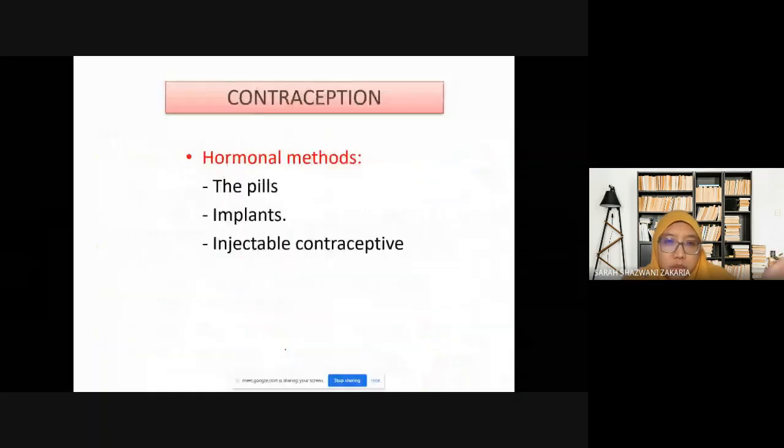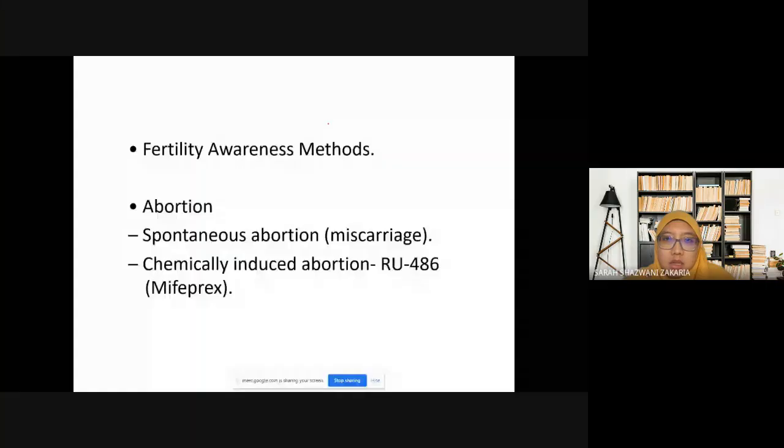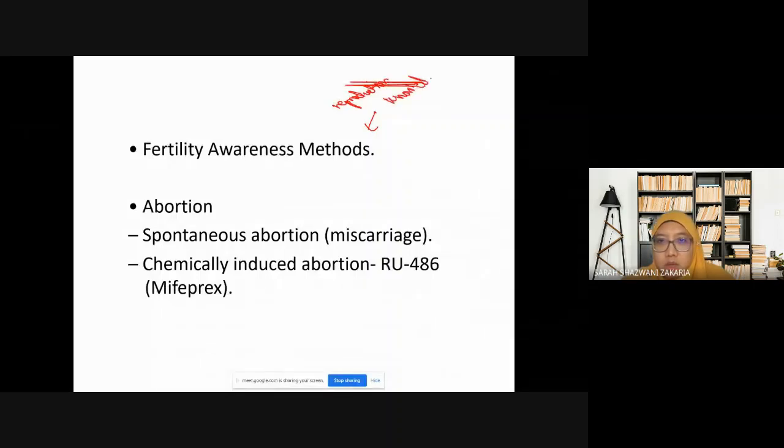Hormonal methods: the pill, the birth control pills, the implants, the patches, the injectable contraceptive. Fertility awareness method: understanding, or having, reproductive knowledge. Therefore, when the wife and the husband have this knowledge, they can plan effectively.